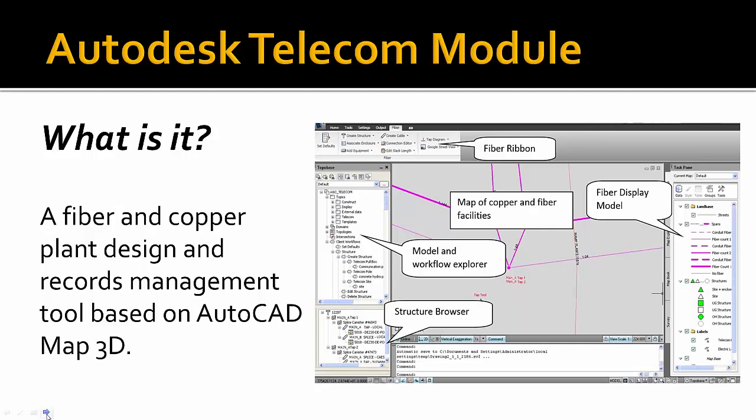So just for those who may not know, the Telecom Module is a fiber and copper plant design and records management tool based on AutoCAD Map 3D. You've got a little picture of the user interface there. It's based on what's called industry model technology. That is a completely open data model that is entirely user configurable, in fact, for equipment and those kinds of things. It works the same as the Electric North America model or the gas model, the water, wastewater model. It is a plug-in effectively for AutoCAD Map 3D.